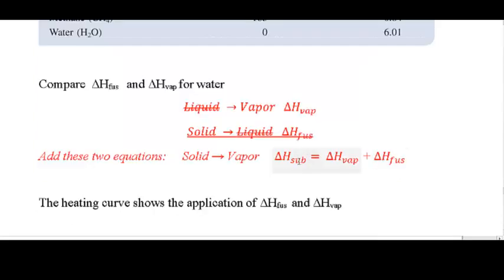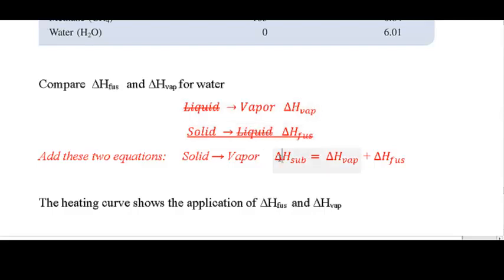Let's compare the delta H of fusion, the molar heat of fusion, converting from a solid to a liquid, shown here at the bottom. Delta H of vaporization, the molar heat of vaporization, is converting a liquid to a vapor. We add these two together, the liquids on one side of the reaction cancel with the liquid on the other side, and then the net equation is solid going to vapor. And when you add two reactions, you add their delta H's.